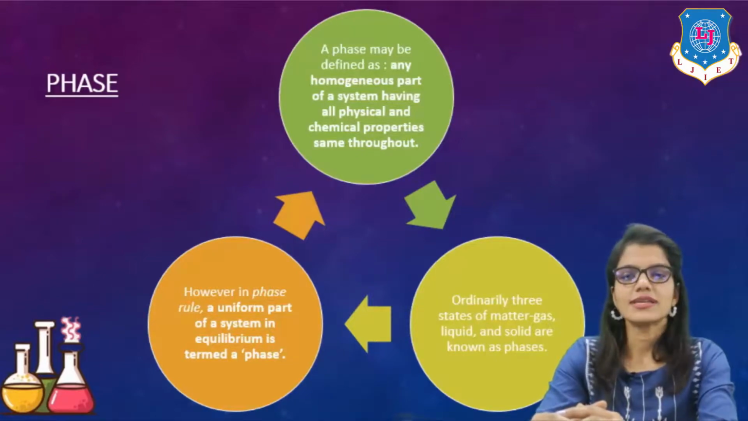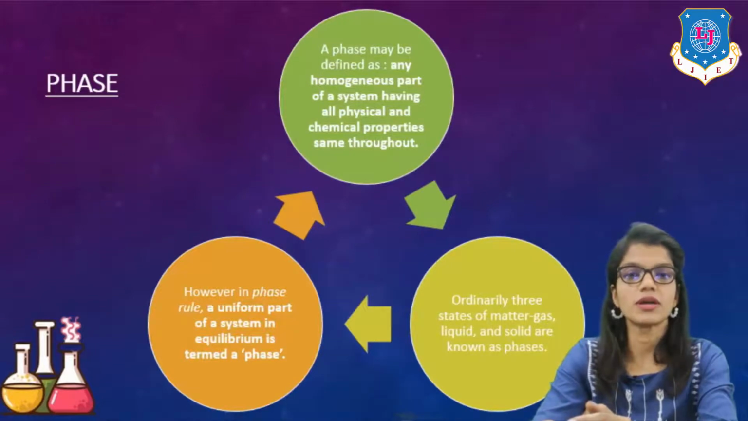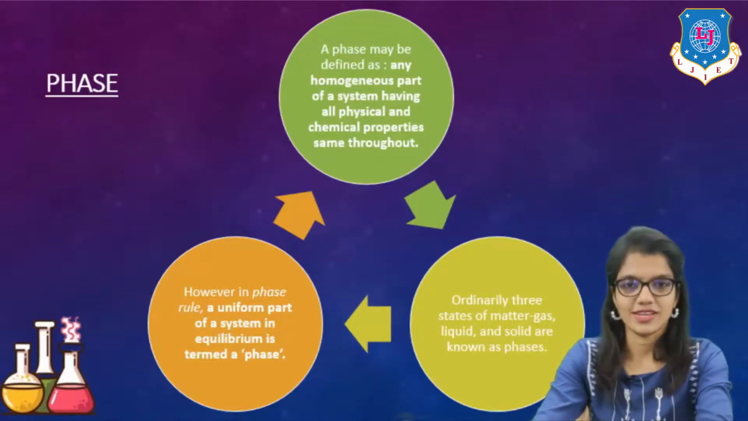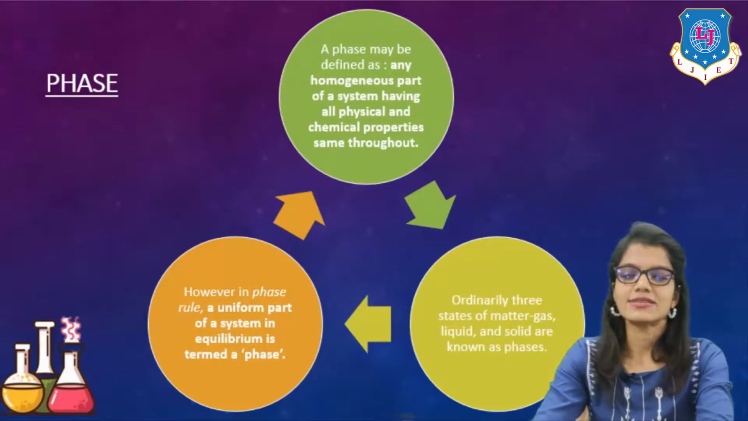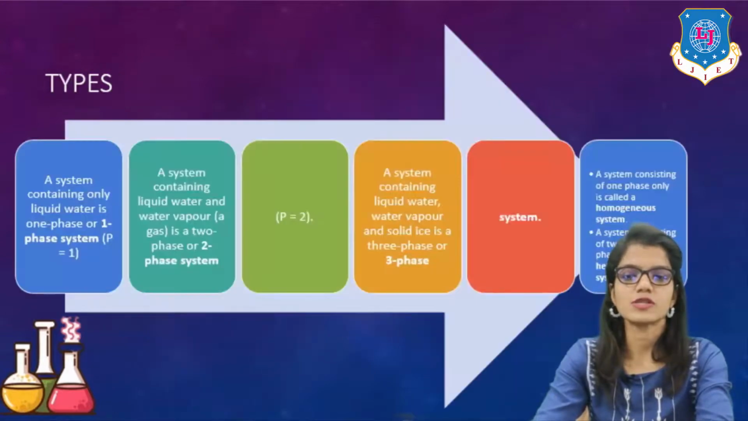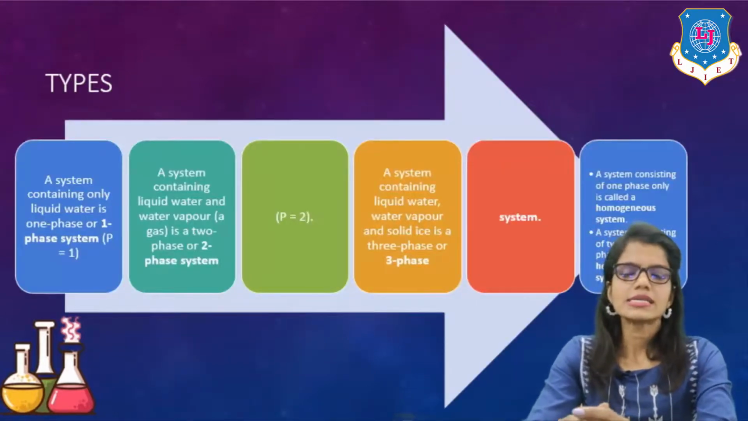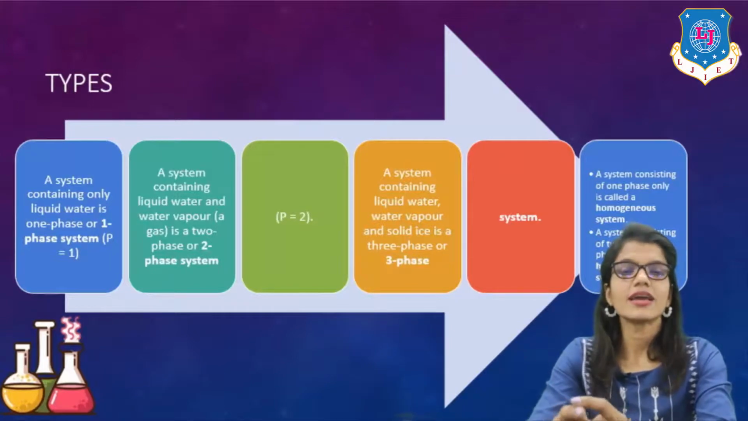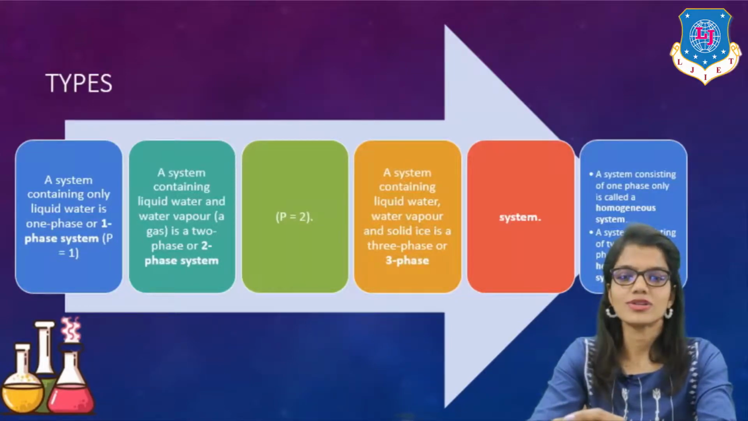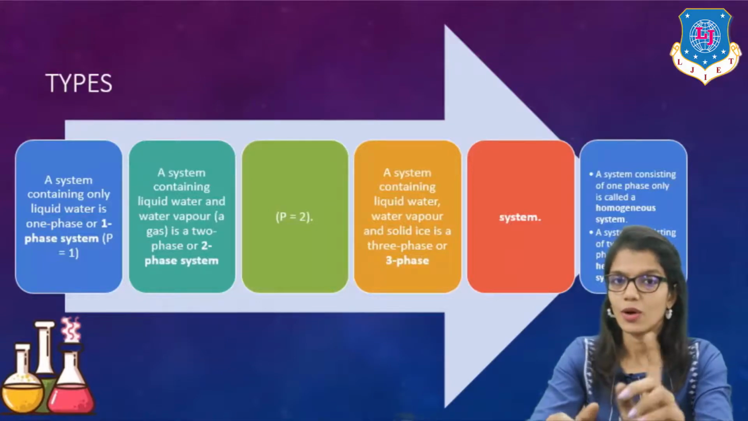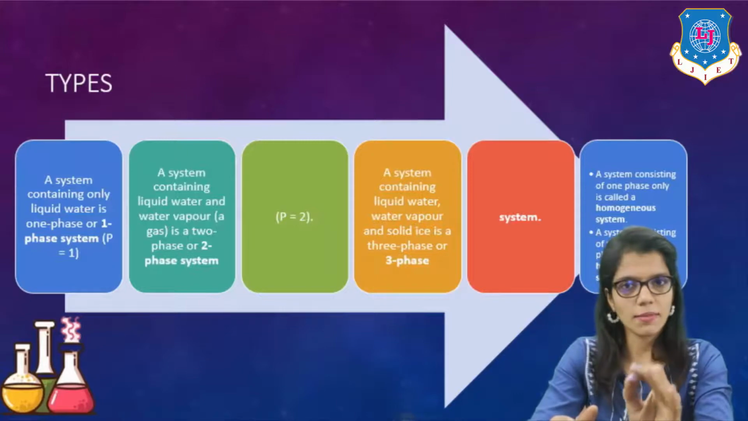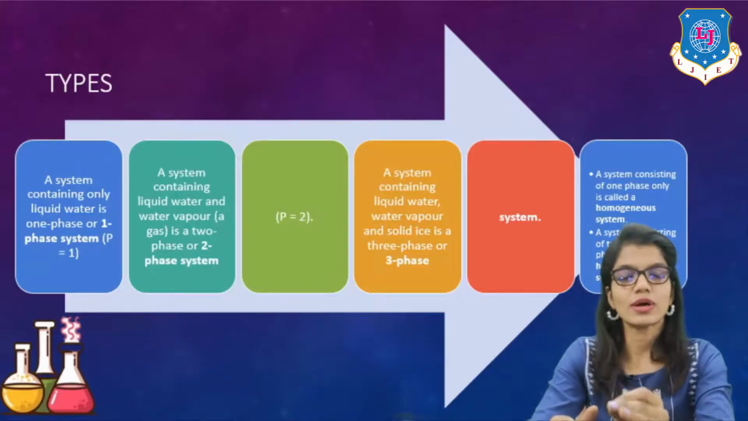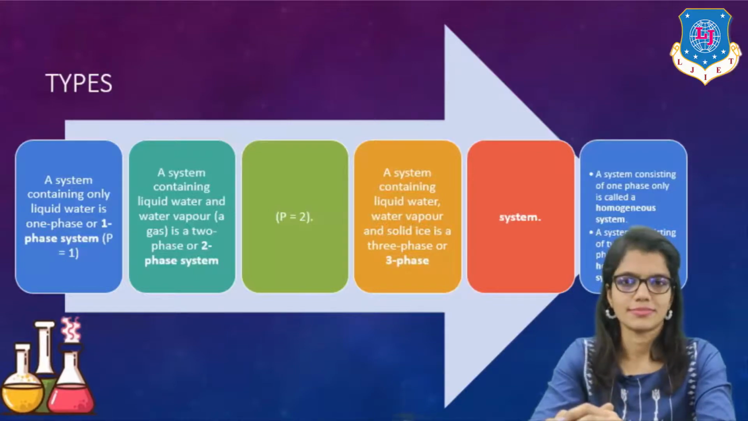Now, in the phase rule, a uniform part of a system in equilibrium is termed a phase. Okay? Let's take different kinds of examples for it. A system containing only and only liquid water is a one-phase system, right? Only a single component, chemical property remains same, physical property remains same. So it is known as a one-component system.